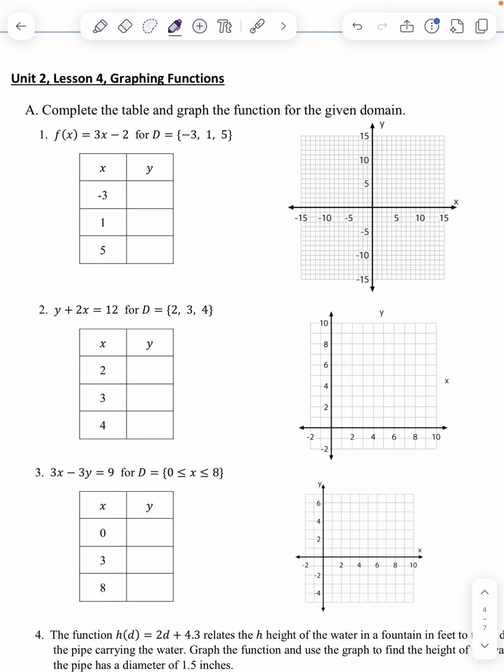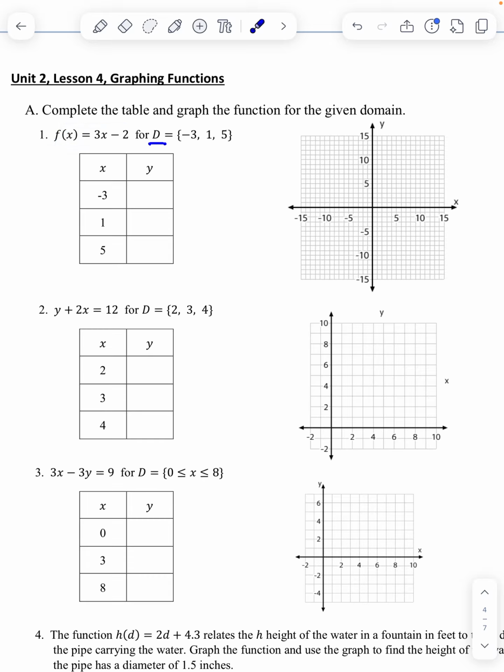Lesson 4, graphing functions. Okay. A, complete the table and graph the function for the given domain. We have the function f of x equal to 3x minus 2.